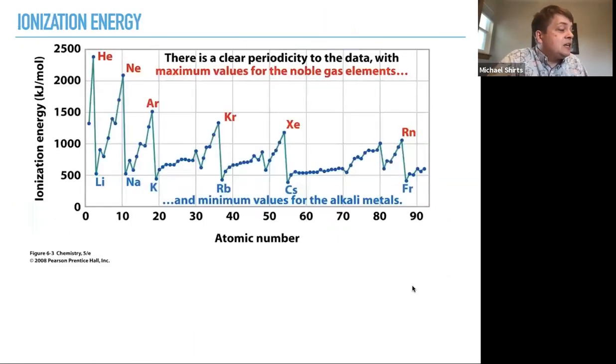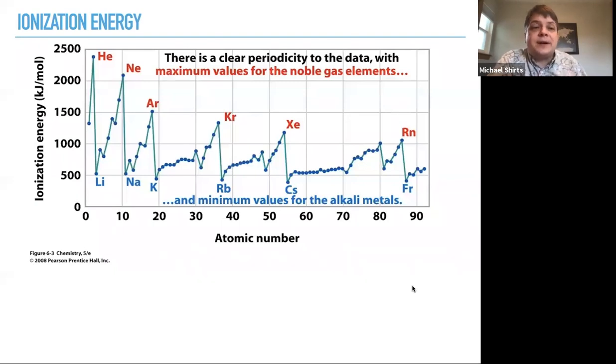All right, so let's look at the ionization energy. There's clear periodicity to the data with maximum value for the noble gas elements. You can see that it's very hard to strip an electron off of the noble gases. And it's pretty easy to strip electrons off of the alkali metals.